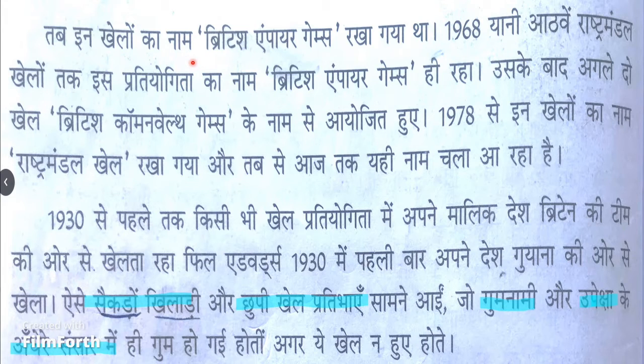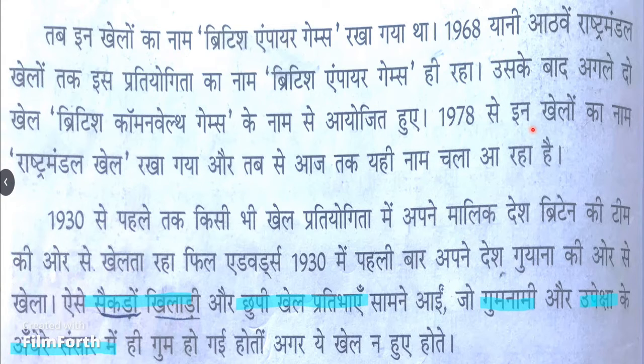At that time, the name of these games was British Empire Games. Till 1968, the name of these games was British Empire Games. After this 8th competition, the next 2 competitions were held in the name of British Commonwealth Games and not British Empire Games.